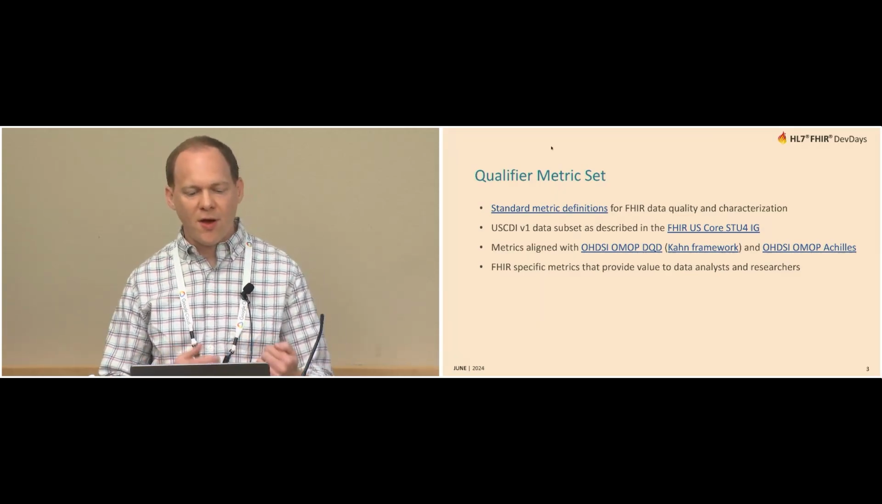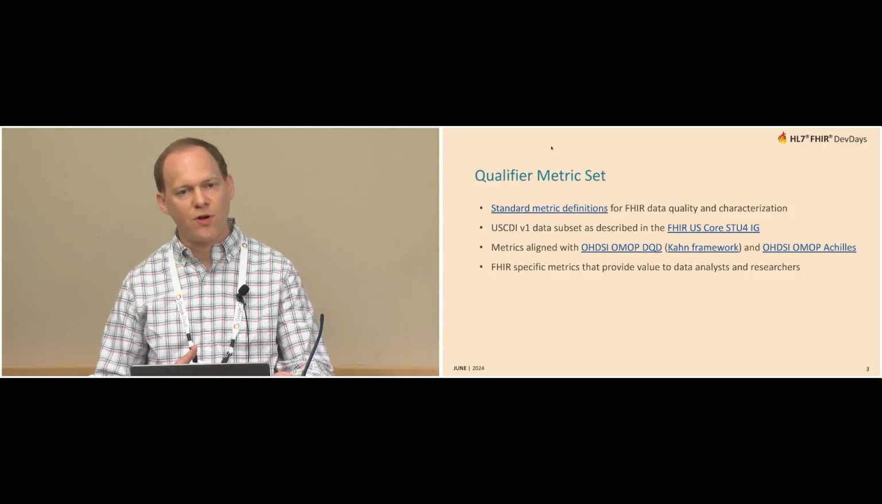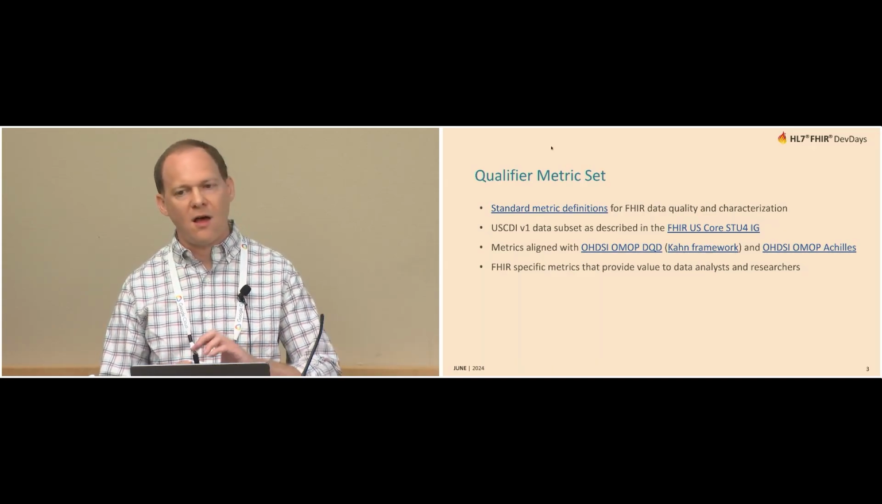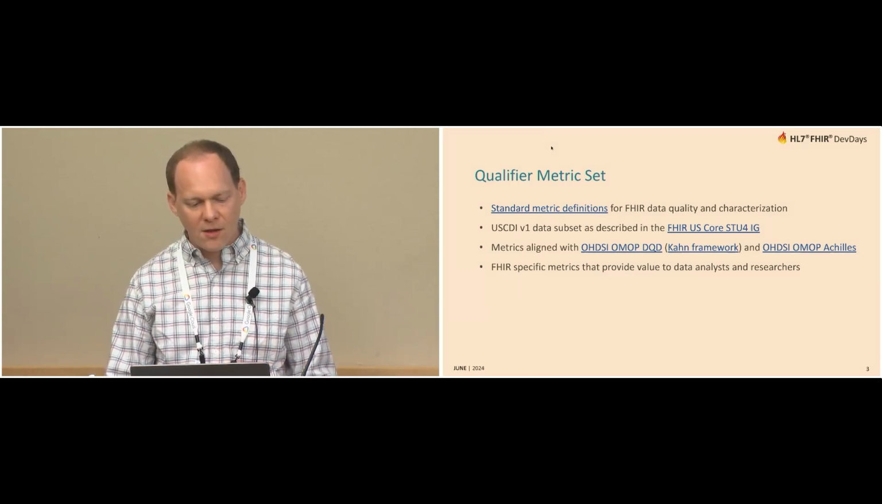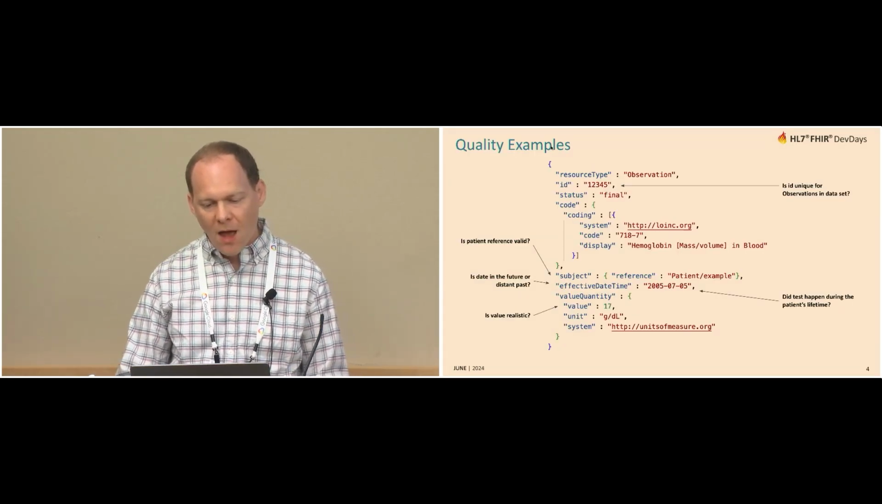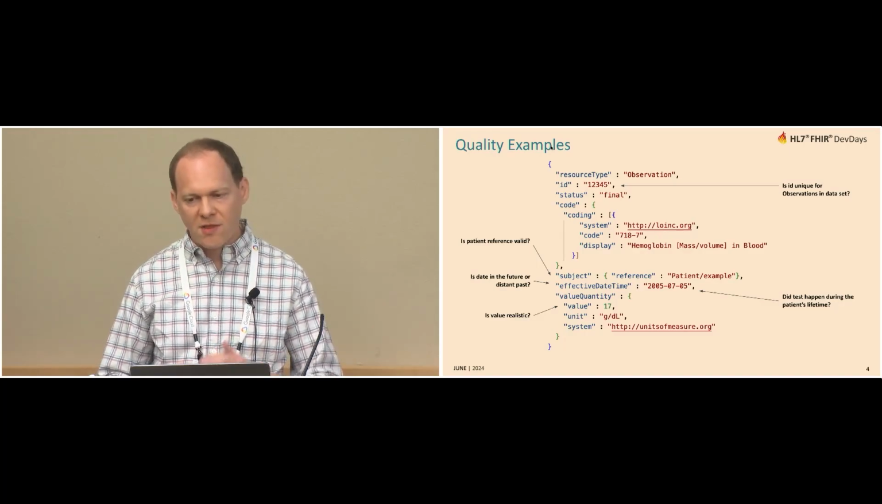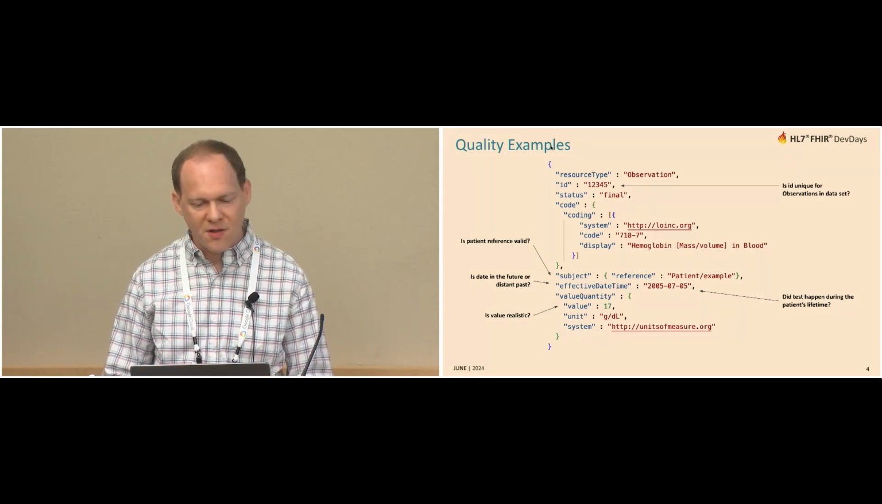At the same time, we also added some FHIR-specific metrics that don't make sense in the OMOP world, but are necessary in the FHIR world, looking at things like reference targets and making sure those are valid as well. So we tried to really tailor this metric set to FHIR. So let's dig into some examples and talk about what I mean by quality metrics and characterization metrics in the real world.